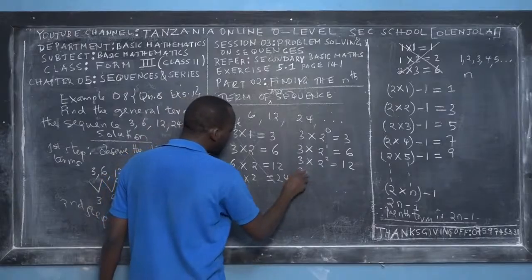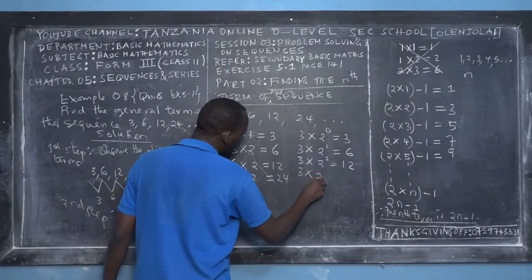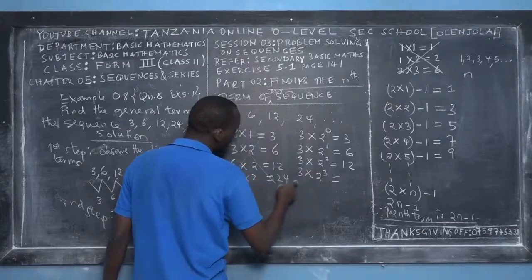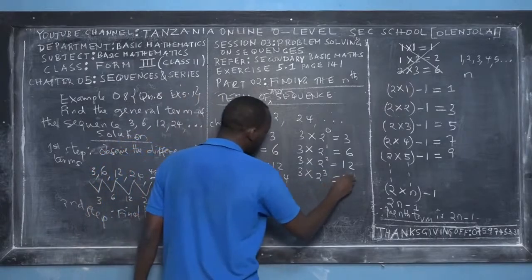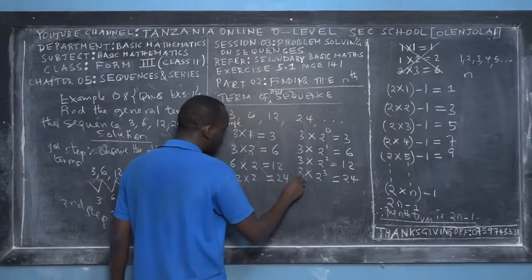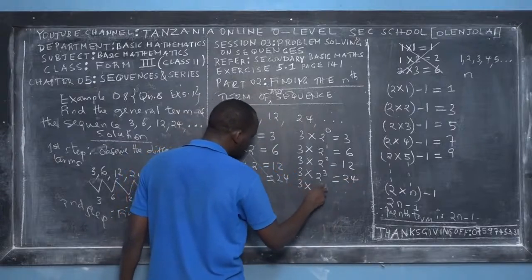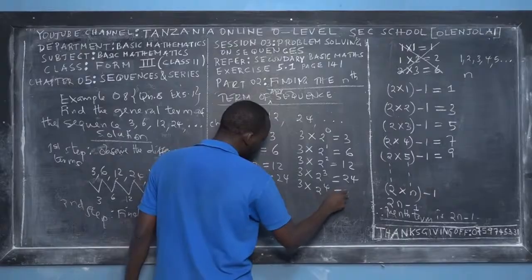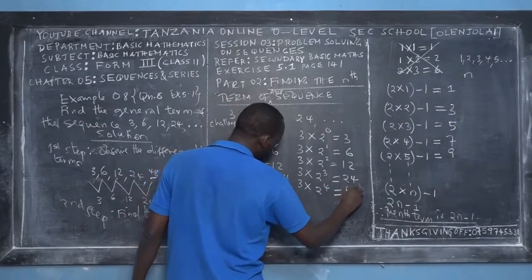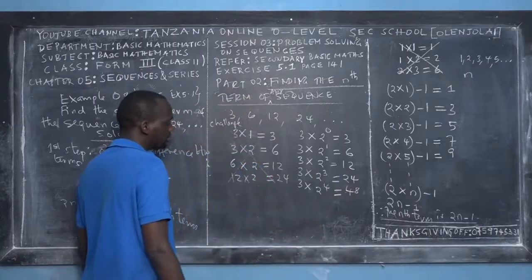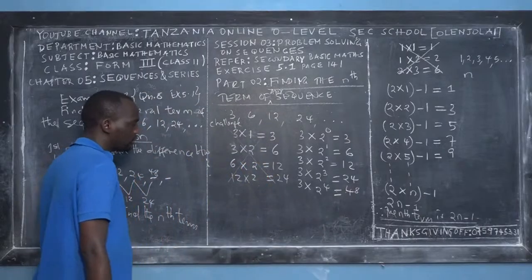And then after that, the next term will be 3 times 2 power 3. So 3 times 2 power 3 is equal to 8, times 3 is equal to what? 24. So if you want to formulate the next term, it is 3 times 2 power 4. So the answer will be what? The answer will be 48, because 2 power 4 is 16, and 16 times 3 is equal to 48.